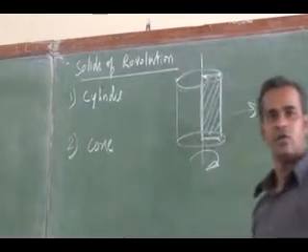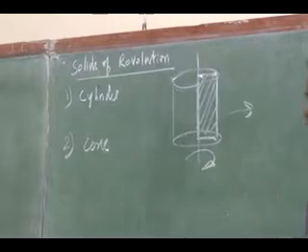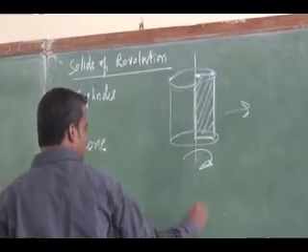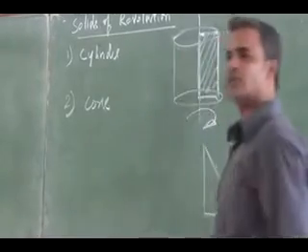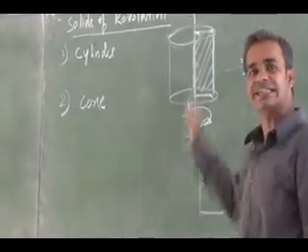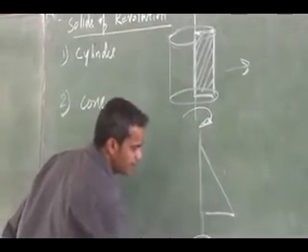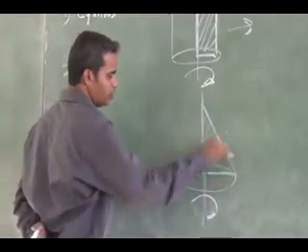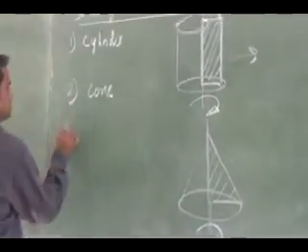Then I have the cone. If I revolve an isosceles triangle, which should have one vertical edge, about its own vertical edge, I can generate a cone. So this is the thing I am revolving, and a cone can be generated.